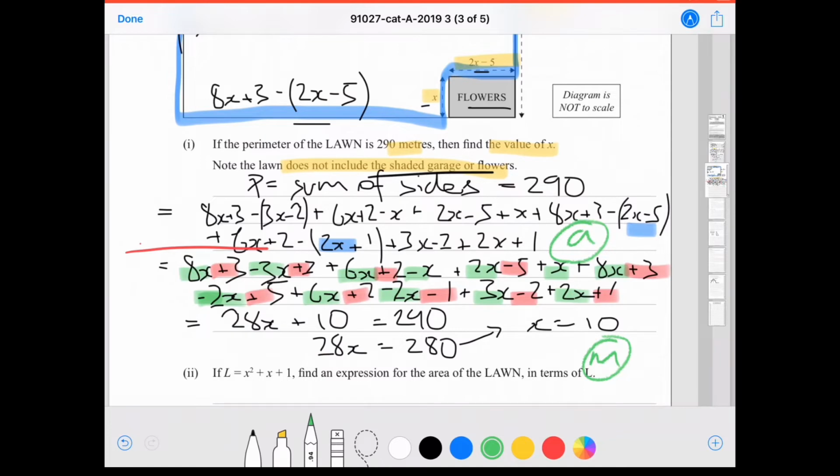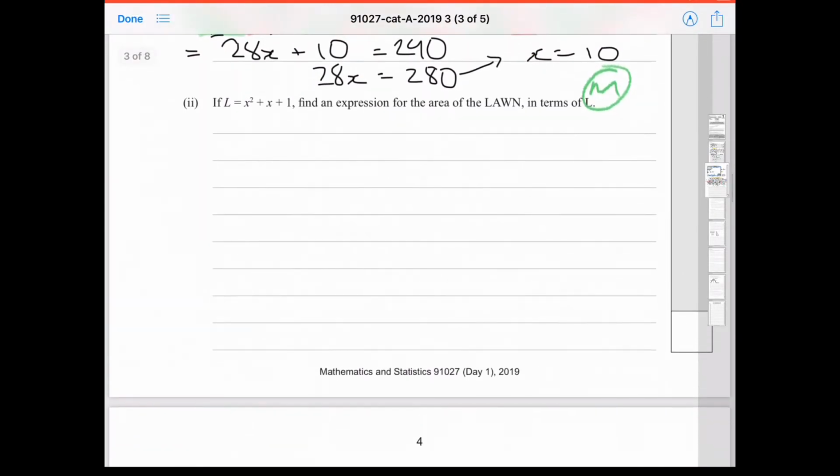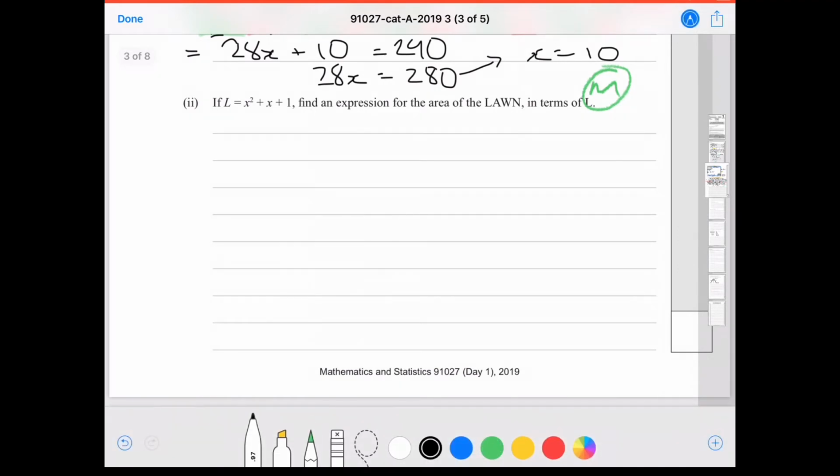Okay, let's keep going. So question 1D2, if L equals x squared plus x plus 1, find an expression for the area of the lawn in terms of L. Okay, now we get into area, and we're looking for the area of the lawn.